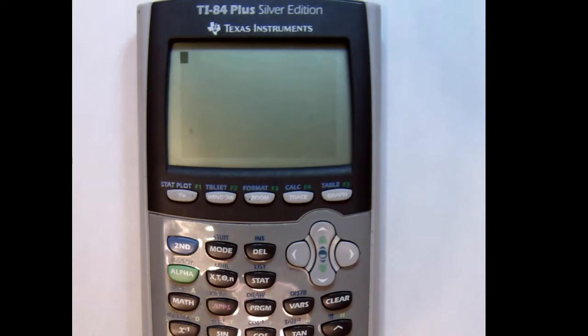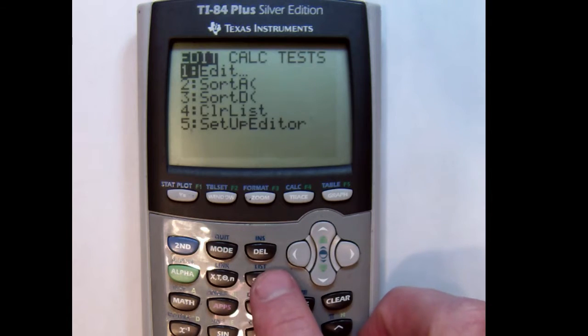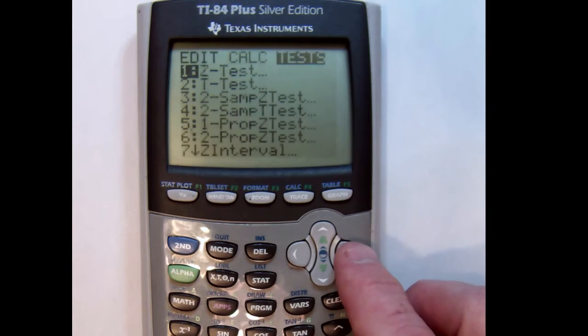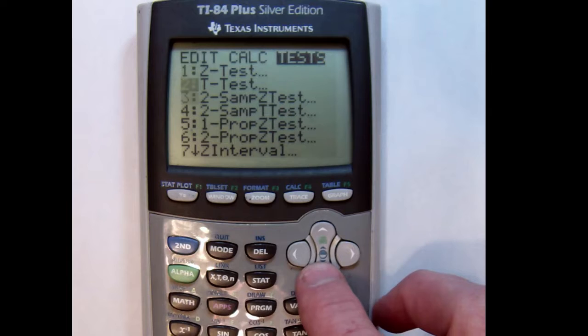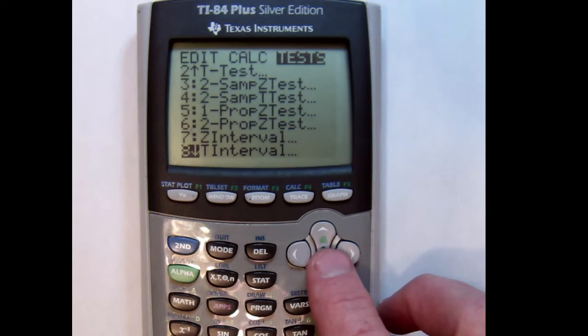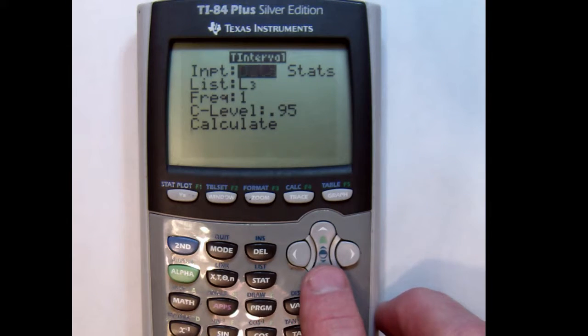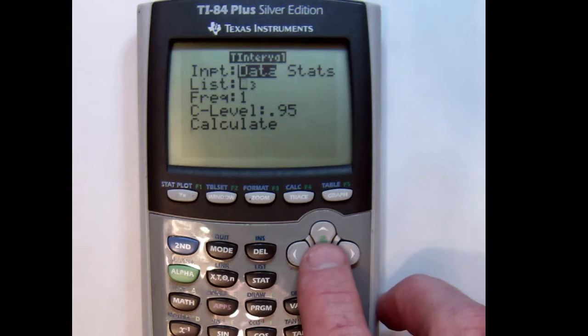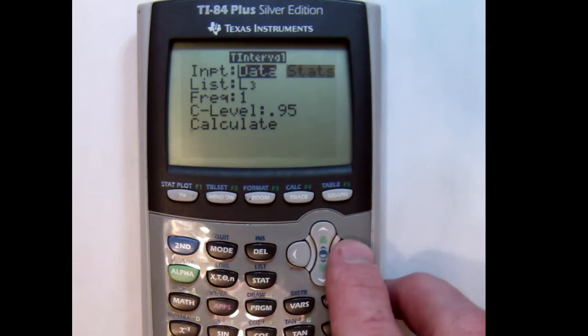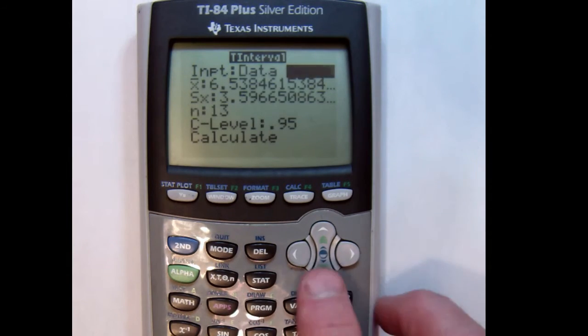First of all, go to Stat, move over to Tests, and then on my calculator it's going to be the 8th one in the list. It's called T-interval. Hit enter, and this we'll actually be using later in the semester when we have lists of data. For example, if we put all of our data in list 3. Right now we have stats, so turn that on.